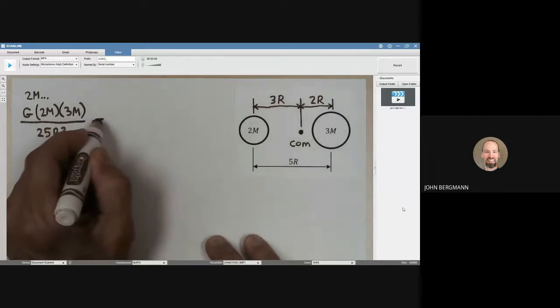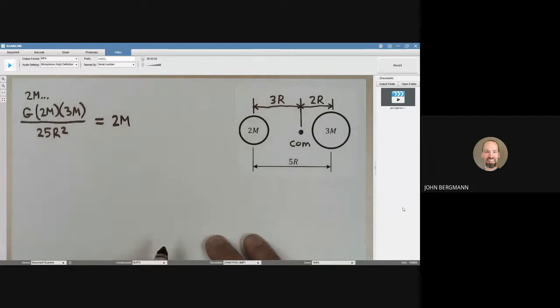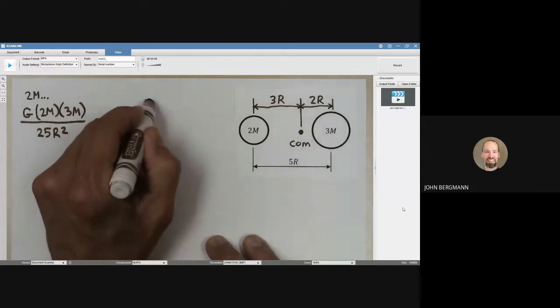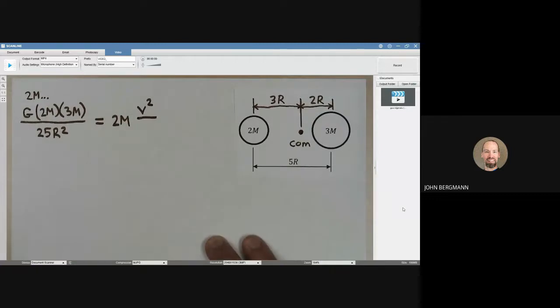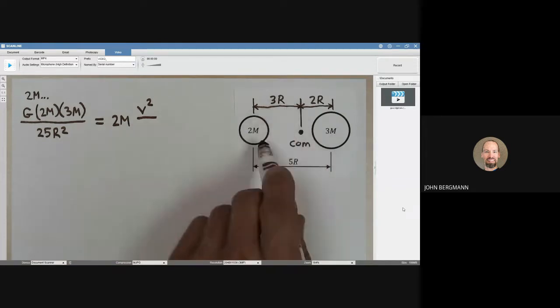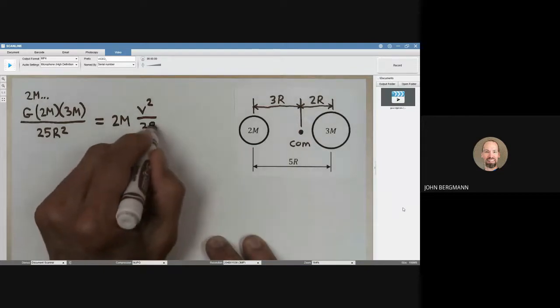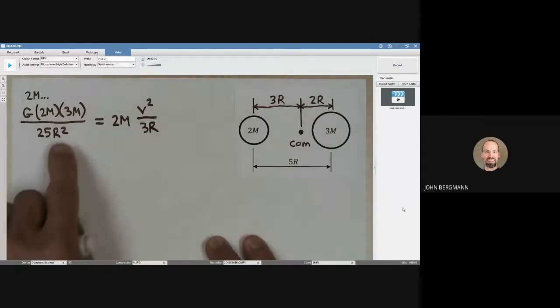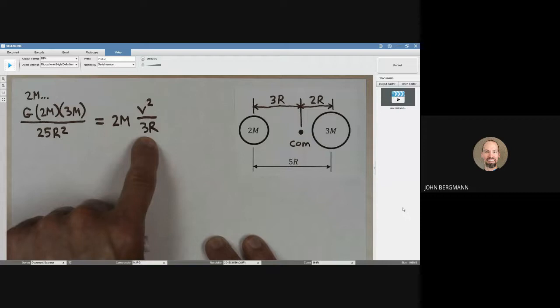And according to Newton's second law, that net force should equal the mass, 2m, times the acceleration, which is v squared over r. What is r for 2m? It's the radius of its circular path, which is, in our case, 3r. So this is Newton's second law that I'm showing right here.